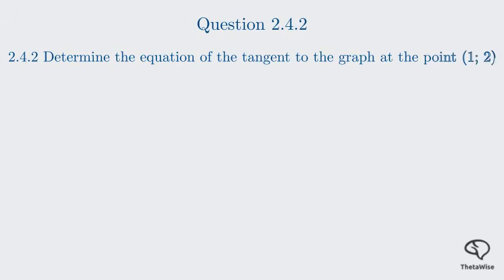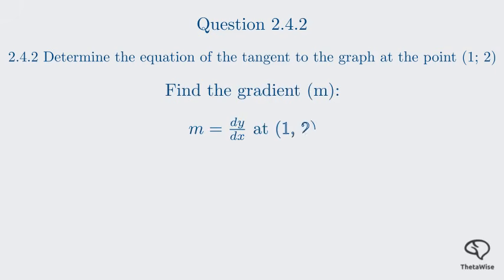We are asked to determine the equation of the tangent line to the graph of the implicit function at the point 1, 2. The equation of a line can be written in the form y equals mx plus c, where m is the gradient and c is the y-intercept. A tangent line is just a straight line, so we need to find its gradient and then its equation. The gradient of the tangent line to a curve at a specific point is given by the derivative evaluated at that point. In the previous part, 2.4.1, we found the formula for the derivative, dy/dx.